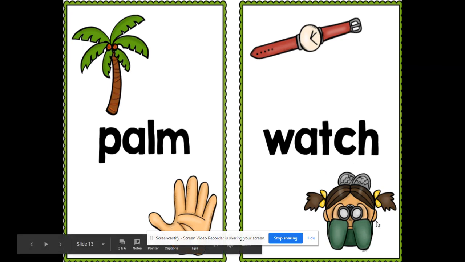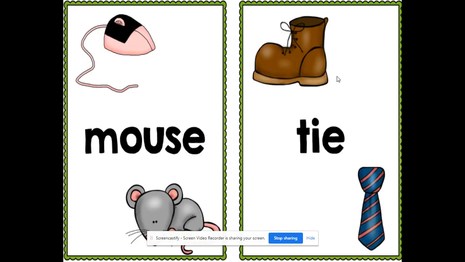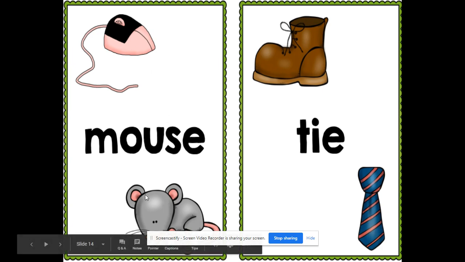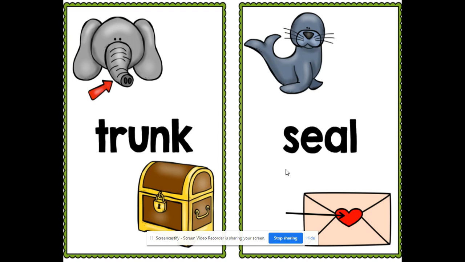Watch can be something that you do, so you can watch birds, or a watch can be a thing that people wear on their wrist. Mouse, it can be what we use with our computer, or it can be a creature. And then we used the example of tie at the beginning, so I will skip that one.